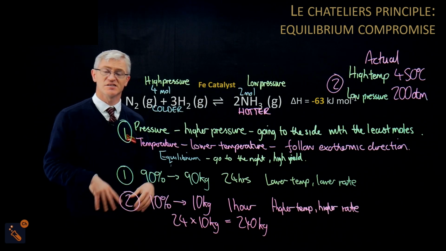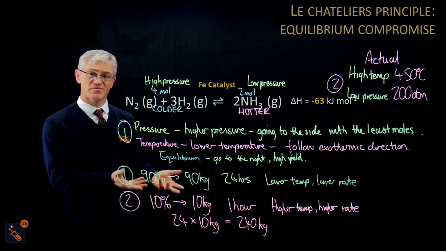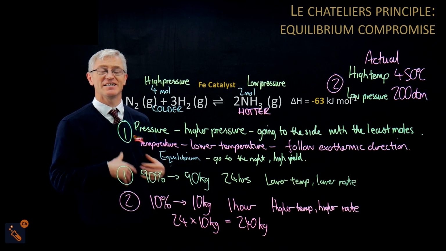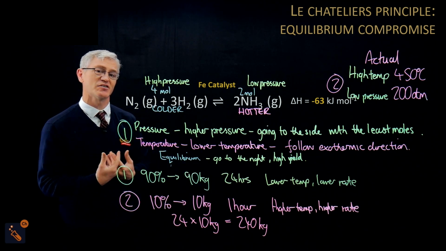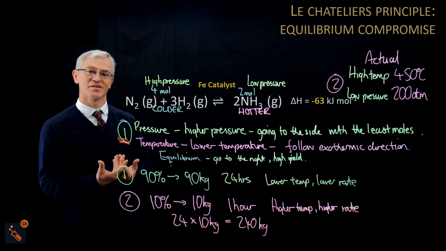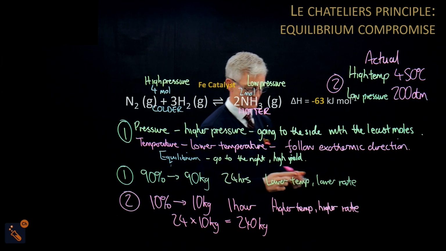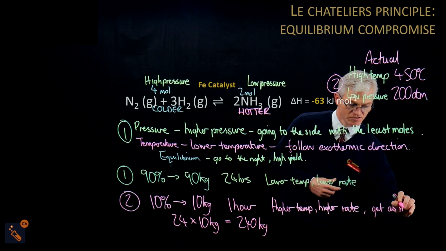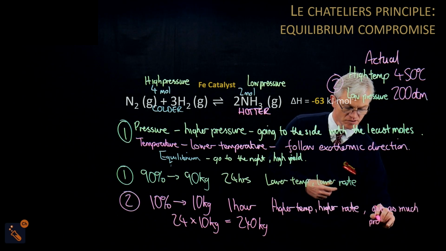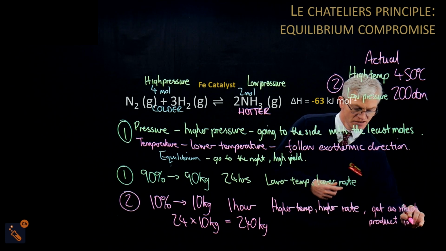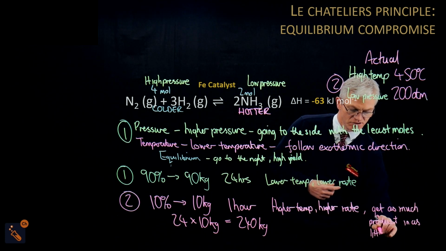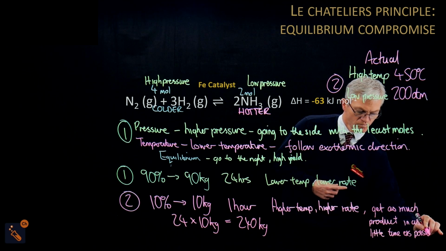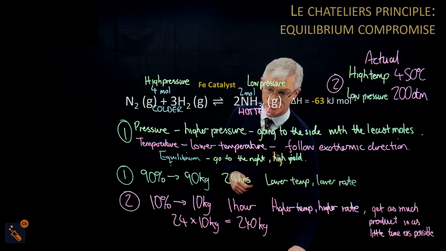The first reason is all about the rate. You'll get a lower yield, but you'll get it in a quicker time. So here's the exam answer essentially: you get as much product in as little time as possible. I'll write that out for you. You get as much product in as little time as possible.